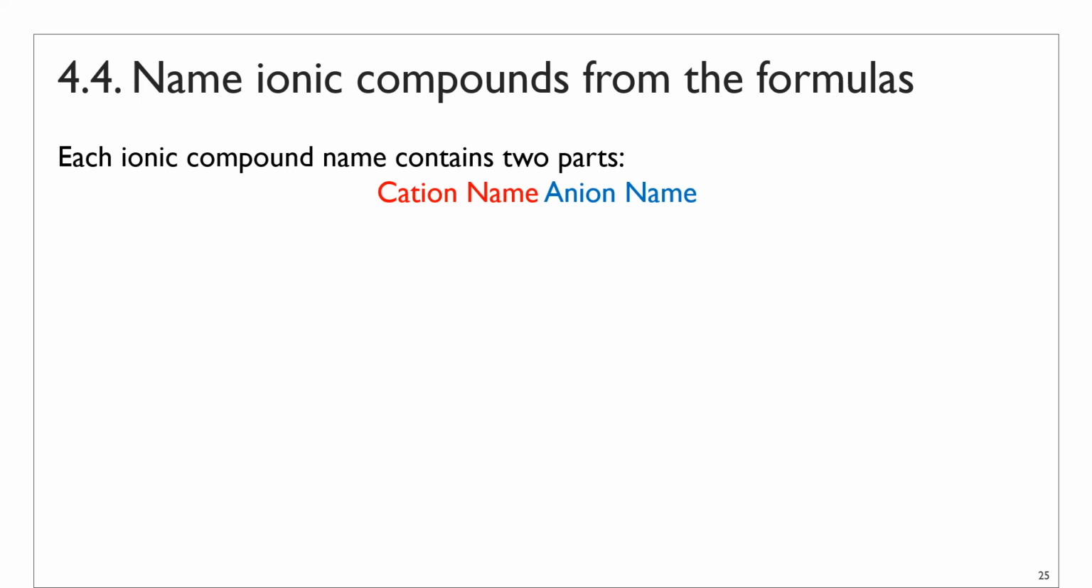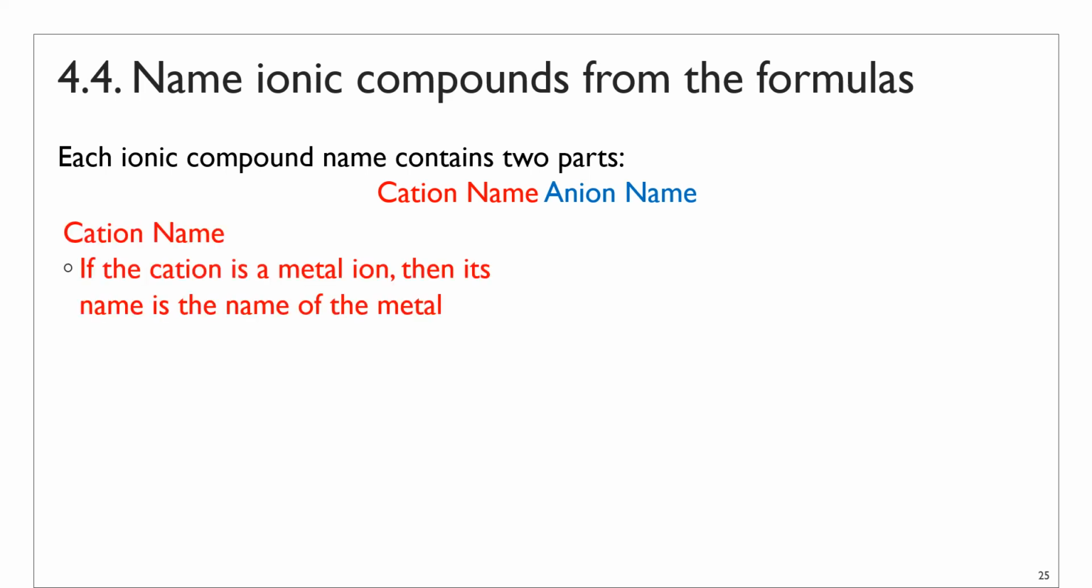So for example, sodium chloride: the cation is normally named first. There's some exceptions to this, but most of the time there's one exception, and then the anion name is later. With the cation name, if the cation is a metal ion, then the name of the cation is the name of the metal. So Na plus is also called sodium ion. It doesn't have another funny name. So whatever the metal is, that's the name of the ion as well. So you just call this sodium ion. You're going to see in a second that it is a little bit different for an anion, but if it's a cation, it's a metal. Just whatever the metal is, that's the ion's name.